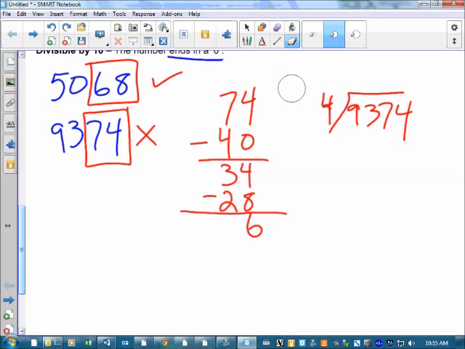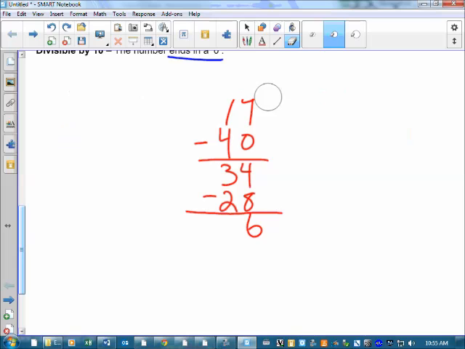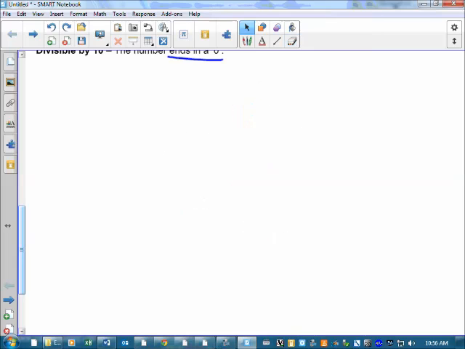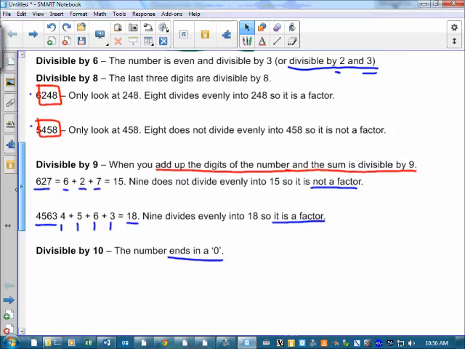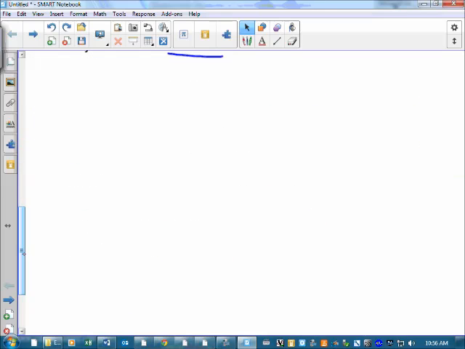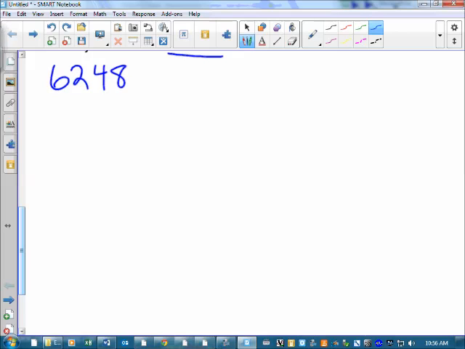Okay, now I'm going to show you, actually I'll erase all these. I'm going to show you 8s now. It's the same idea, except it's just bigger. So let's look at our 8s, 6248. So what's the rule with 8s? That's right. We look at the last 3 digits of that number, right? So 248. Here you have to know your facts. You have to know your multiplication division facts for this to make a lot of sense to you.